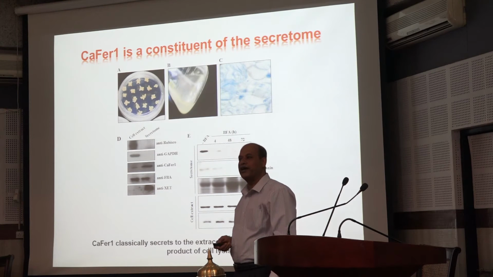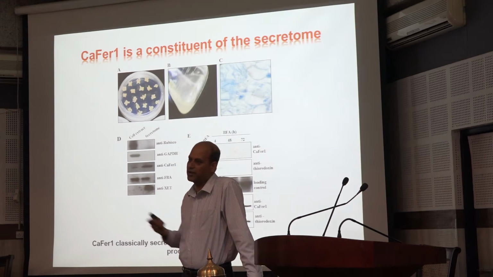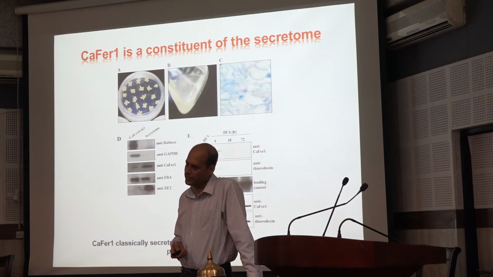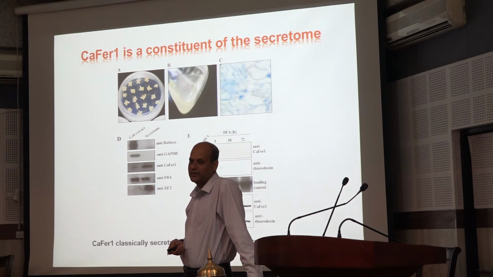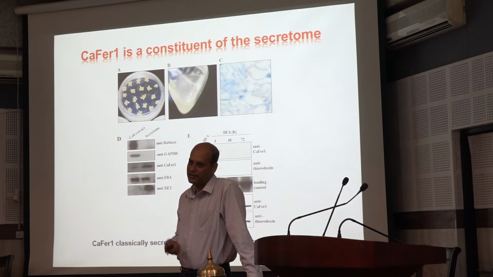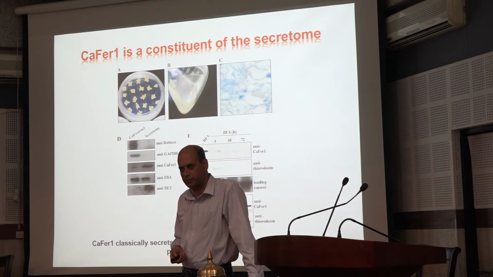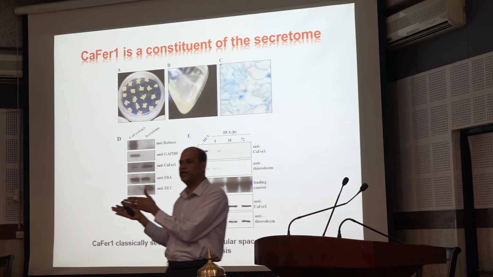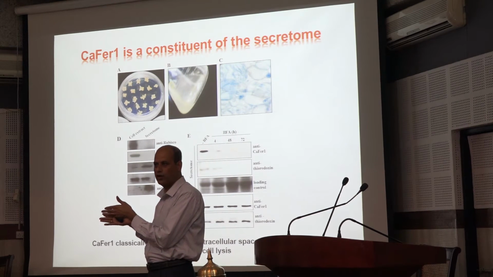time. Okay. So, those who do animal biology, they all know that in the animal system, ferritin is present in the extracellular matrix. In cerebrospinal fluid in the mammalian system, ferritin is present in the secretome. So we asked, is this protein also in the extracellular space? Because for the protein to go to the extracellular part, it has to cross the cell wall.